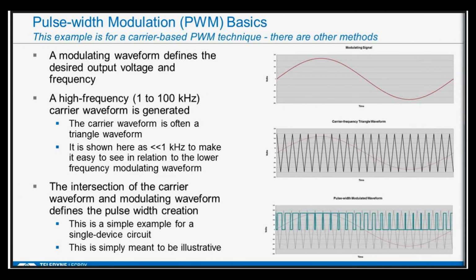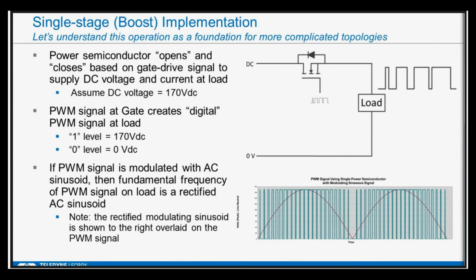Where the carrier wave and the modulating frequency intersect with each other, we can determine the width of a pulse. So the pulse will be either high or low based on the intersection of the carrier and the modulating frequency. This is a simple example, just meant to be illustrative, but it is the most basic way to do this.